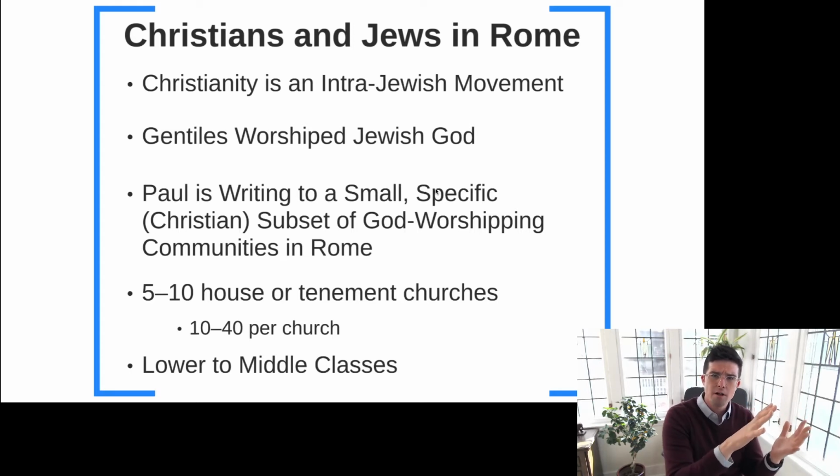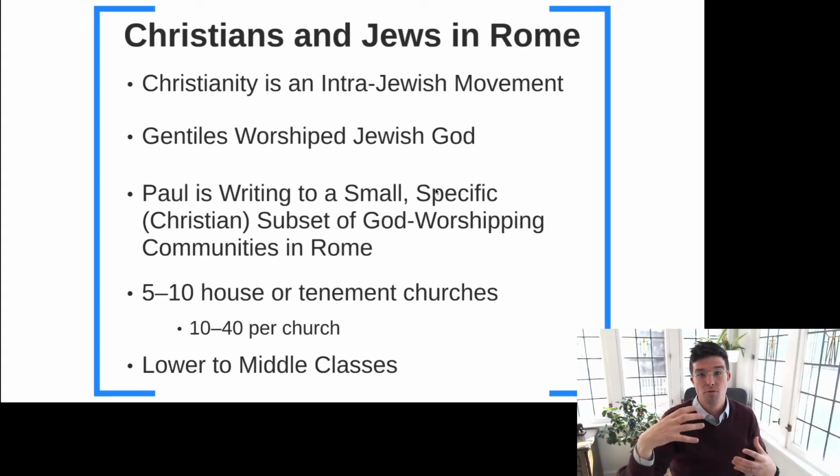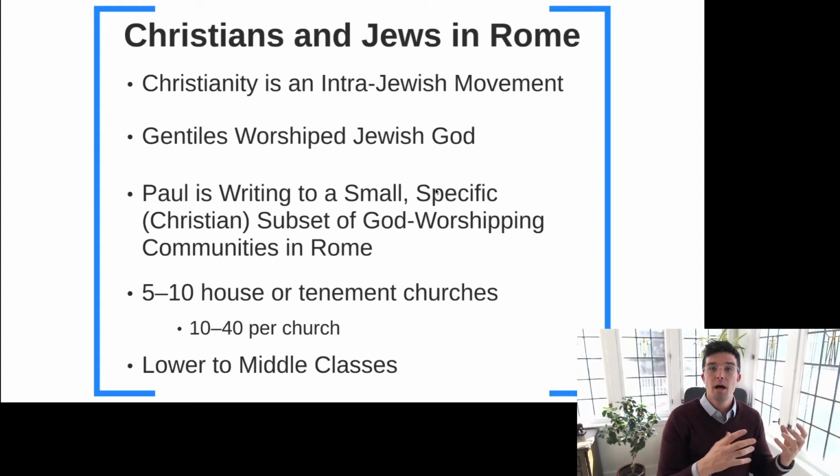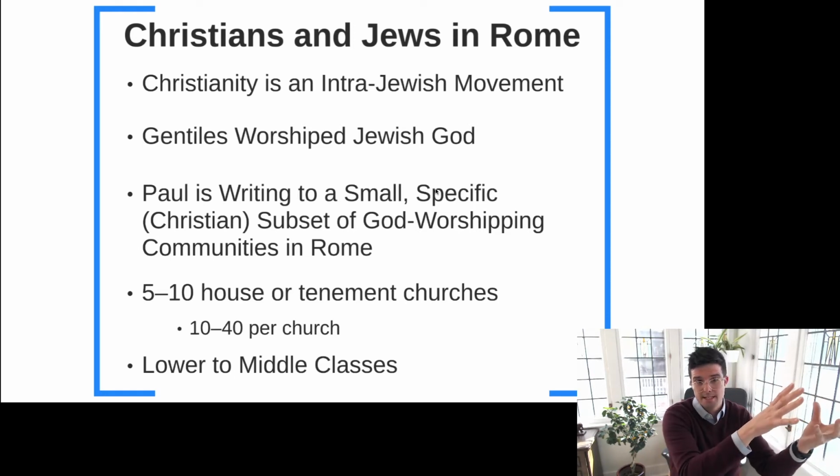For Paul's movement, and for the early Christian movement generally, Gentiles are being brought into a Jewish movement to be able to worship the Jewish God. According to Paul's gospel, Gentiles don't have to convert to Judaism altogether. They don't have to do things like be circumcised in order to worship the Jewish God. And so when Paul writes to Romans, he's writing with these things in mind, but he's also writing to a very small and specific subset of God-worshiping communities in Rome.